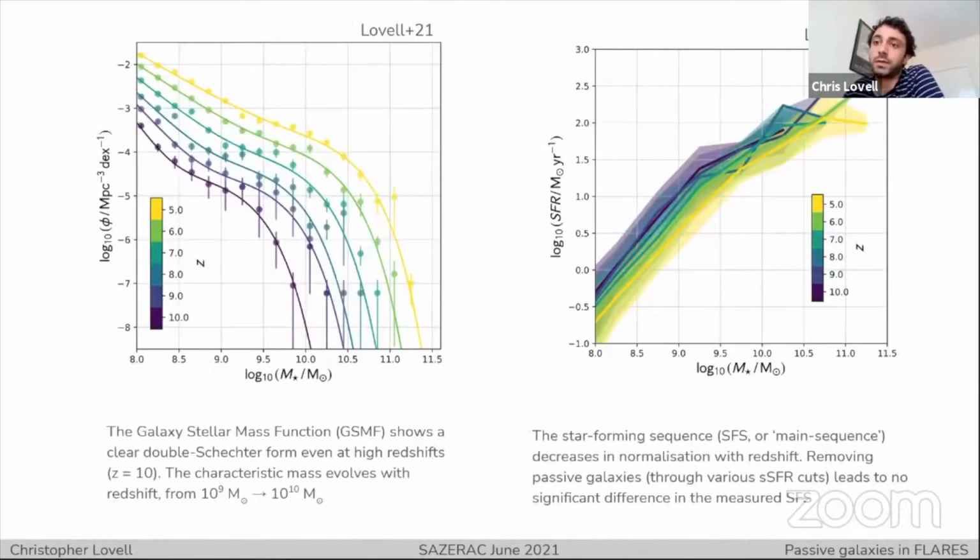Some early results were put on the arXiv last year, but it's just been accepted early this year, looking at typical distribution functions, so the galaxy stellar mass function, star forming sequence, and the star formation rate distribution function. We see pretty good agreement with observational constraints in all 3 of these. And particularly with FLARES, we're able to extend the galaxy stellar mass function up to much higher masses and also produce much larger numbers of these very massive galaxies.